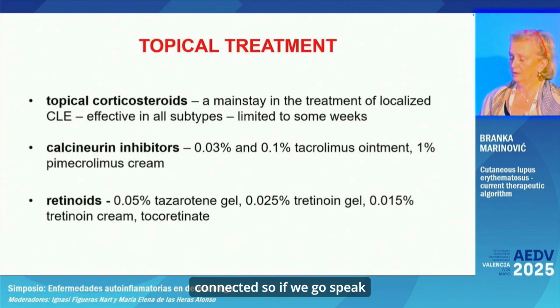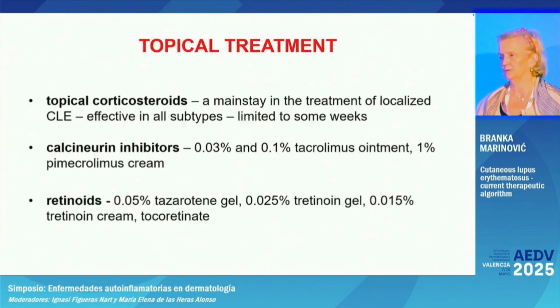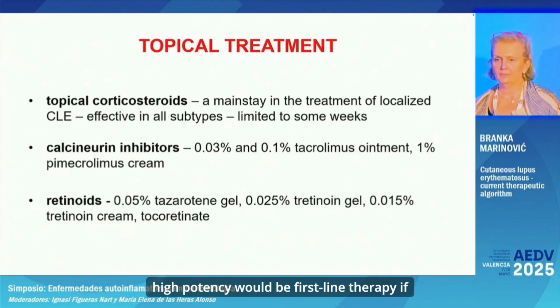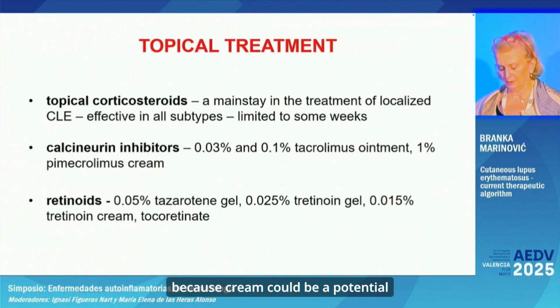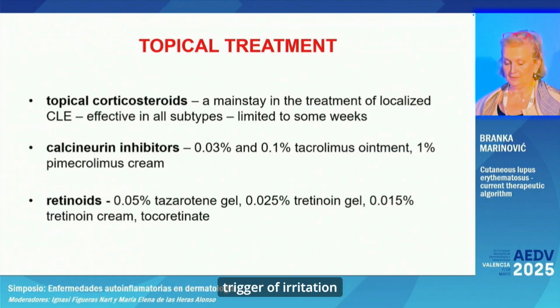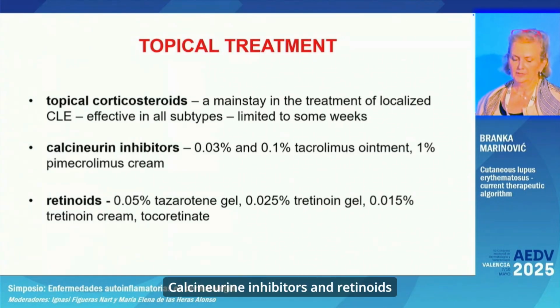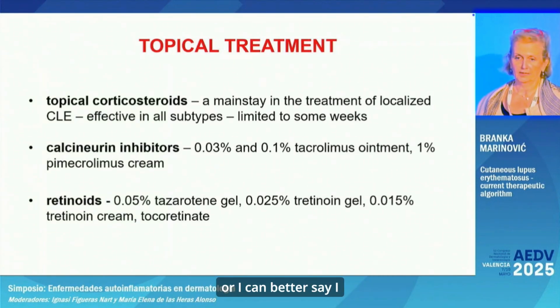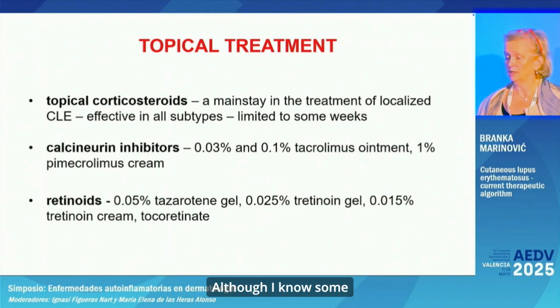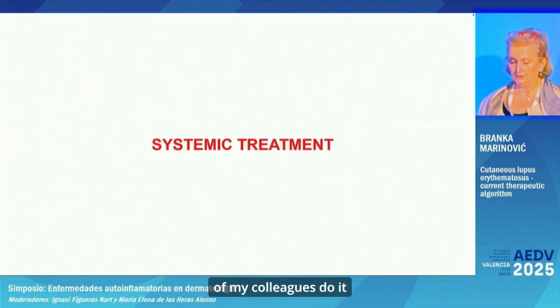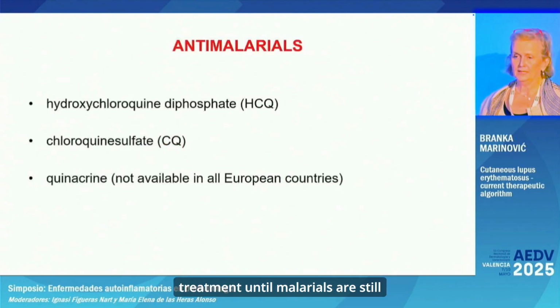So if we speak about topical treatment, topical corticosteroids, high potency, would be first-line therapy, if possible in an ointment, not a cream, because cream could be a potential trigger of irritation. Then calcineurin inhibitors and retinoids, which I personally don't use very often, or I can better say I don't use it for the patients with lupus, although I know some of my colleagues do it. Regarding systemic treatment, antimalarials are still first-line treatment.